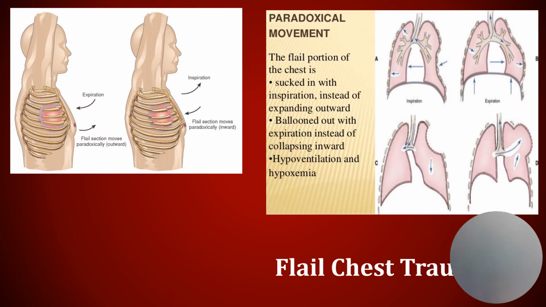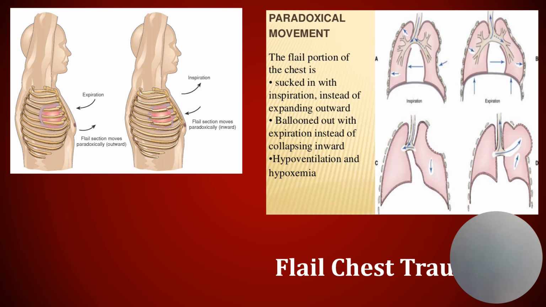The definition of a flail chest is going to be the result of fractures of three or more adjacent ribs in two or more places. This results in paradoxical chest wall movement, where the fractured area is sucked in with inspiration instead of expanding outward as normal, and ballooning out with expiration instead of collapsing inward as normal.